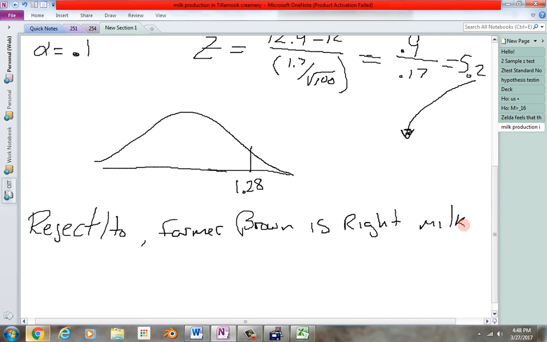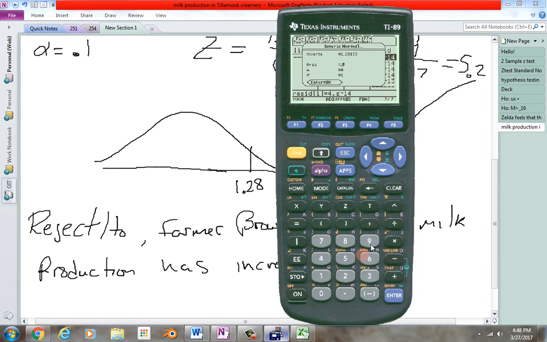Milk production has increased significantly. Okay?